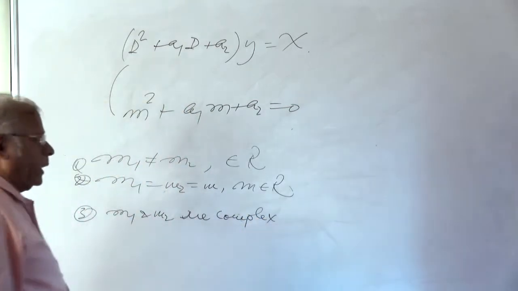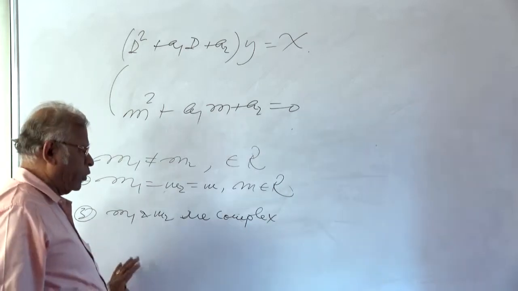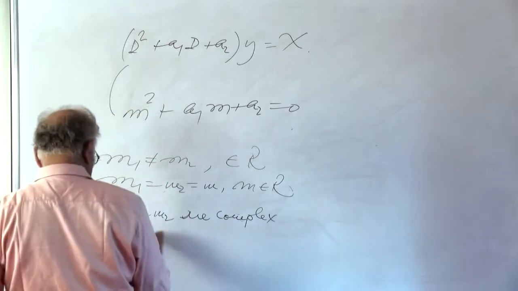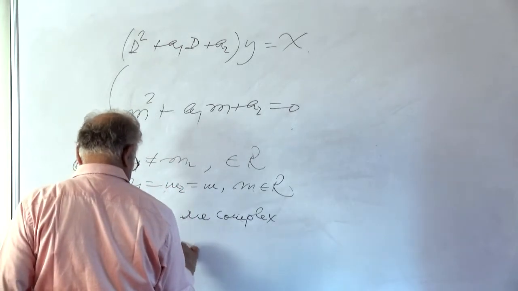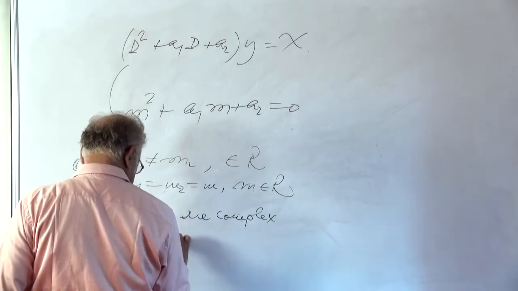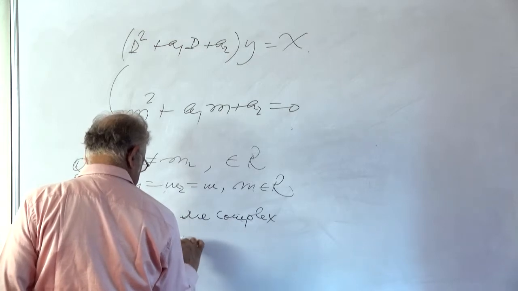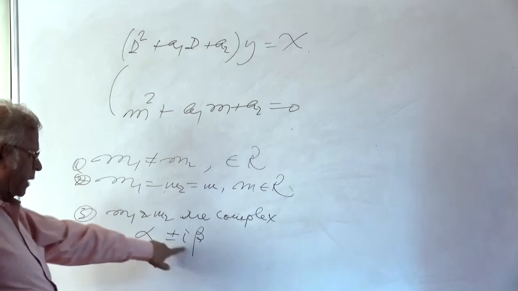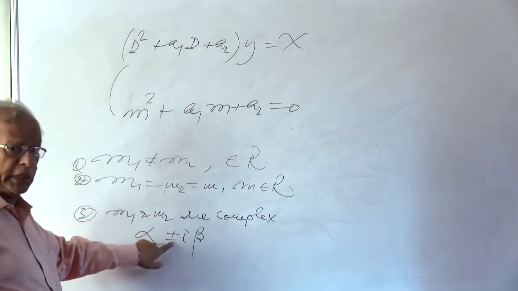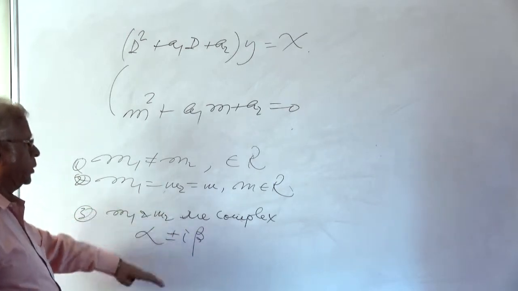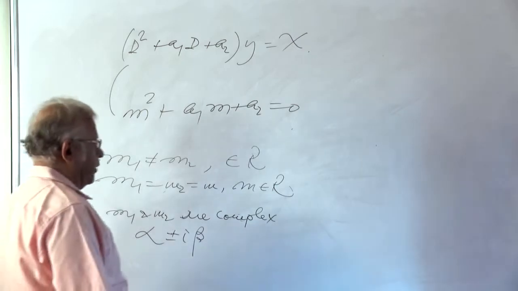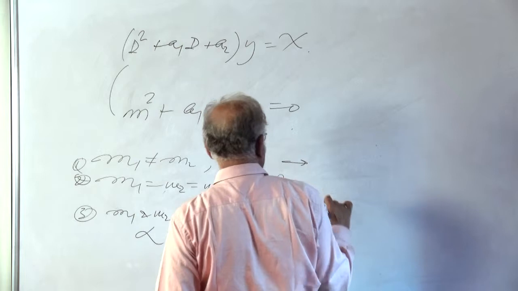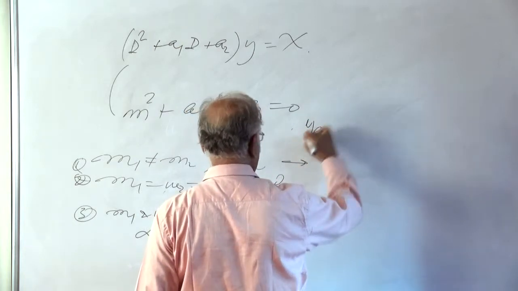The third case is that m1 and m2 are complex, and from the theory of equations they have to be complex conjugates of each other. So the roots are alpha plus minus i beta. In other words, one root is alpha plus i beta and the other root is alpha minus i beta. The roots are complex conjugates of each other. We will very briefly, quickly write down the y complementary in each case.